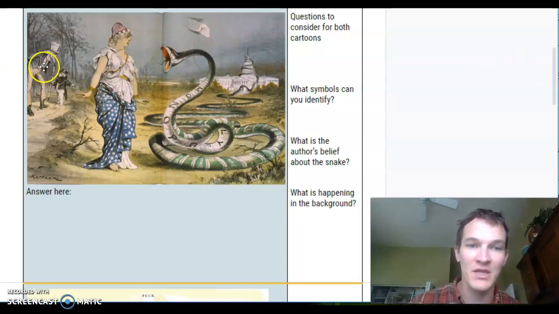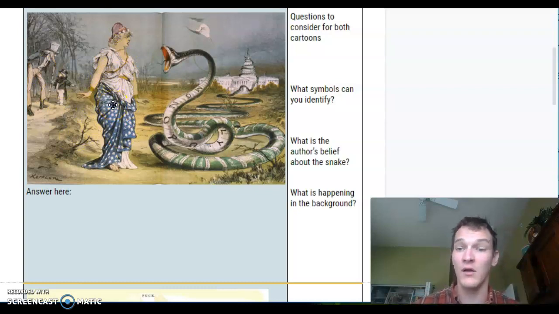We have Uncle Sam in the background, and then we have this woman. Why is this woman important? Well, think about what women represented from 1865 through 1898. They were progressives. They were reformers. They were trying to change the country. Okay? So they're going after alcohol. They're going after better work conditions. They're going after better living conditions in cities.